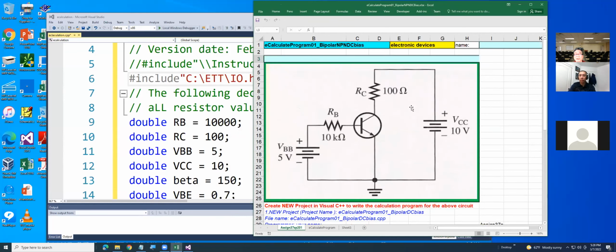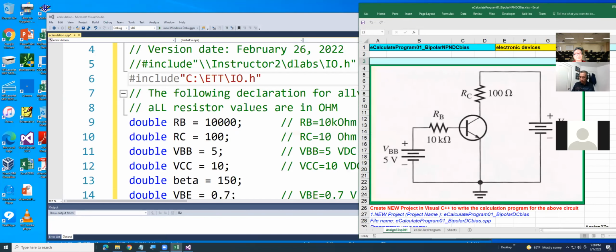You can see in here, you get variables RB, RC, VBB, VCC. So that's why you can say RB double equal, 10,000 ohm. Basically RB equal 10K, but you cannot use 10K.